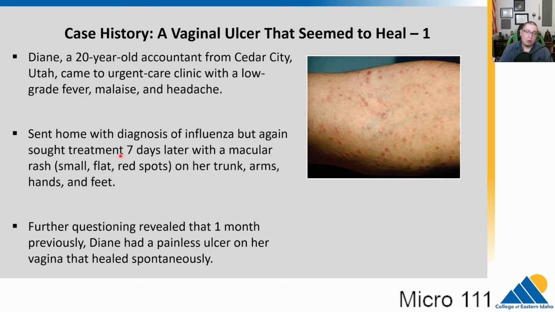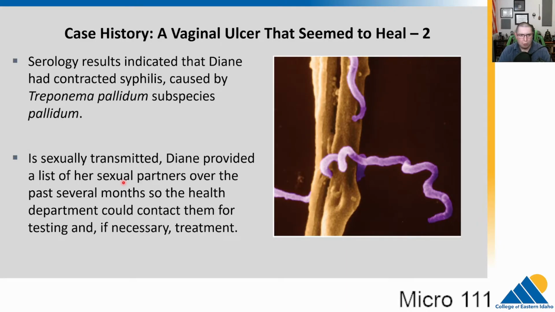So this leads to more questions, right? Initially, they just go, okay, you probably had the flu. But now they're going to start asking some questions about what she's been doing. She notes that about a month ago, she had a painless ulcer on her vagina that healed spontaneously. So she had an ulcer, it went away, she thought it was gone. Unfortunately, this is very common of the disease syphilis.